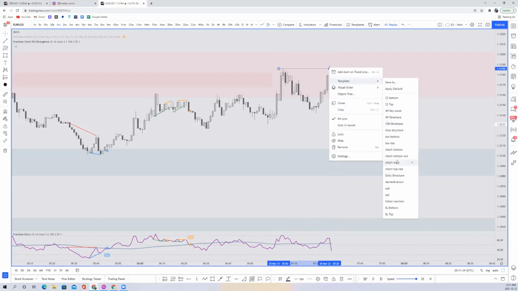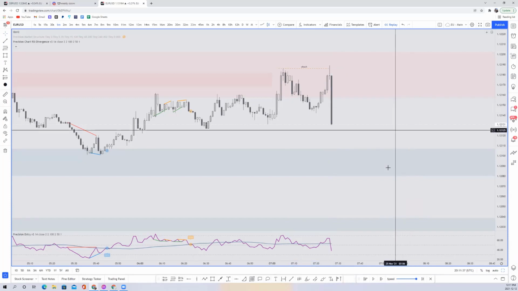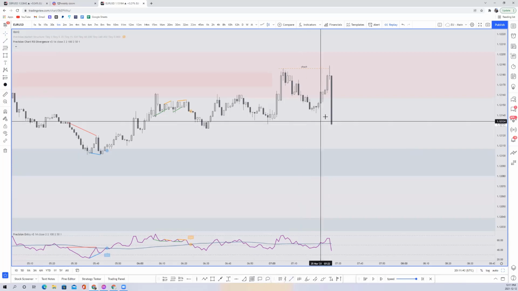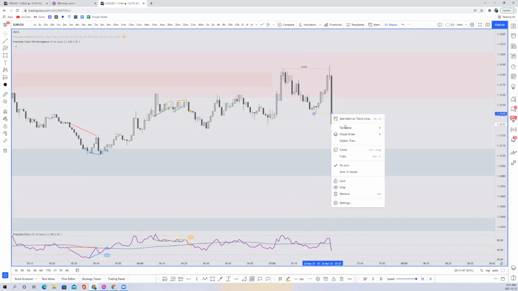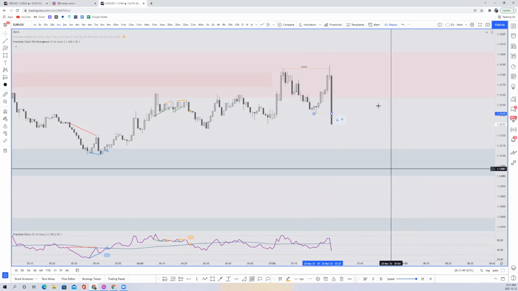So I'll go change of character top. I changed my change of character color lines to orange, and I really don't like them. I'm going to be changing them back. But for this session, they're going to be orange.